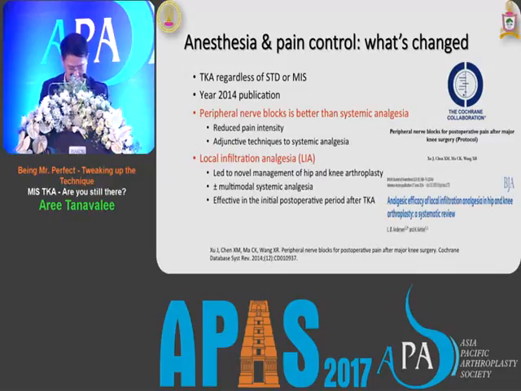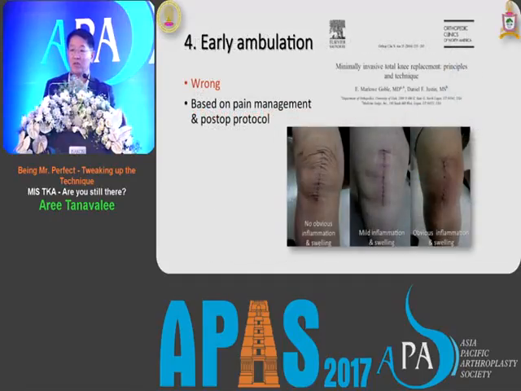And you can see that in the current era, a lot of modifications of anesthesia and pain control have been made. We moved to the peripheral nerve block, which we found better than systemic analgesia. And we use local infiltration analgesia combined with other multimodal measures. So this can make the patient ambulate faster. So, coming to the topic of early ambulation.